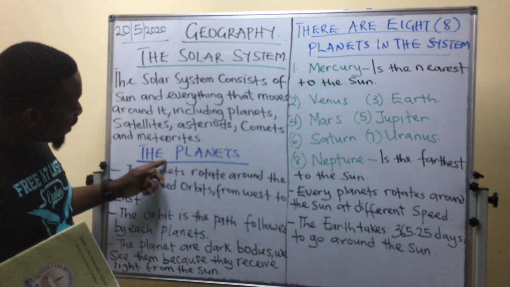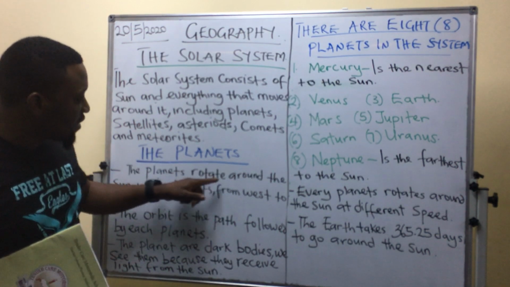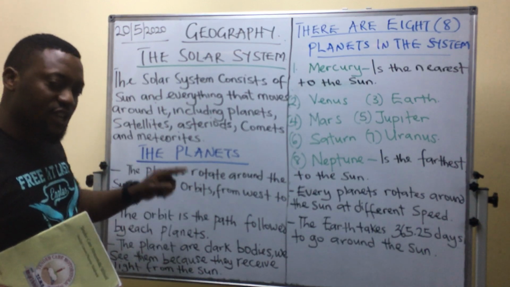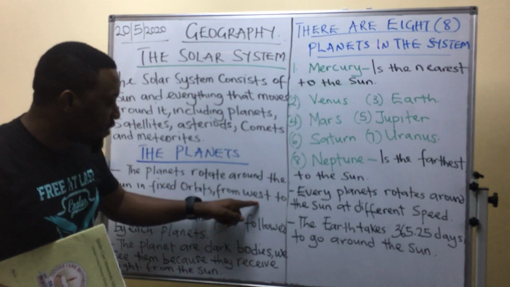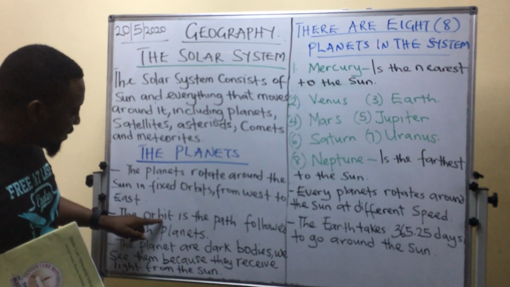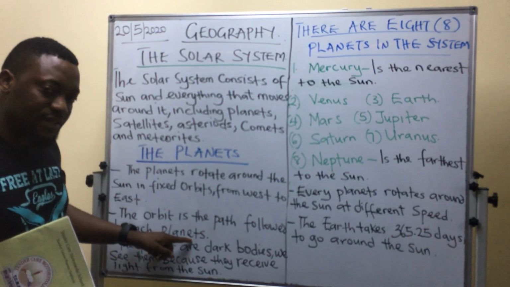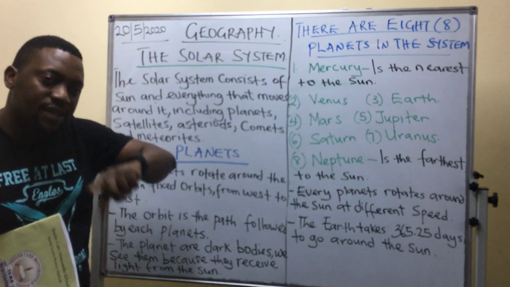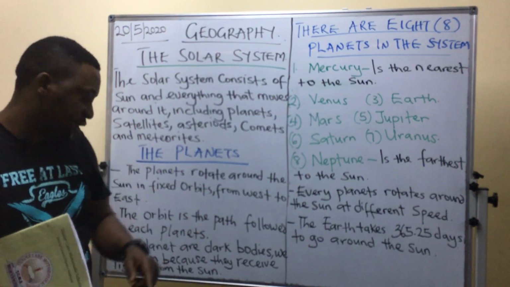But today, I'm talking about the planets. The planets rotate around the sun in a fixed orbit, from west to east. And I also said the orbit is the path followed by each planet. That is, the path the planets follow when rotating around the sun is the orbit.